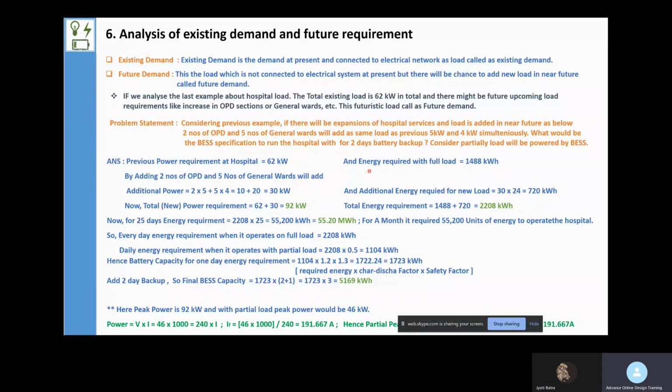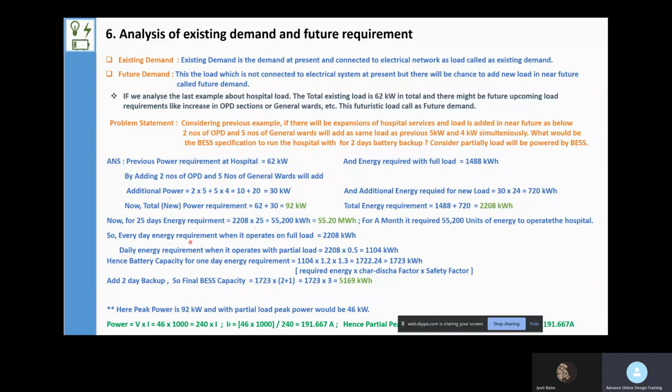Now we'll estimate the energy part as well. The energy required with full load, we calculated earlier, is 1488. And the additional energy required with the new load, 30 kilowatt for 24 hours, is 720. Summing up these two, the total energy requirement is 1488 plus 720, which is 2208 kWh, correct? Now this is for one day. For 25 days, the energy requirement is 2208 into 25, which is 55,200 units. For a month, it requires 55,200 units of energy to operate the hospital.